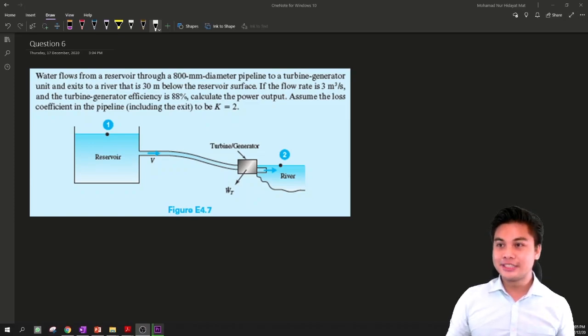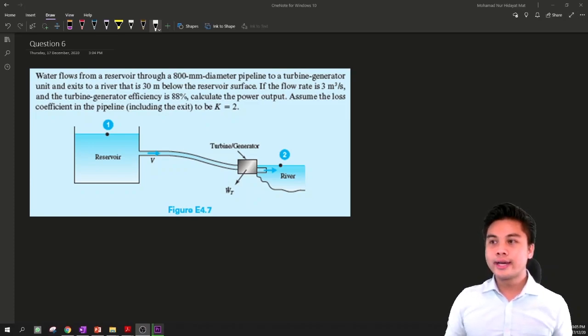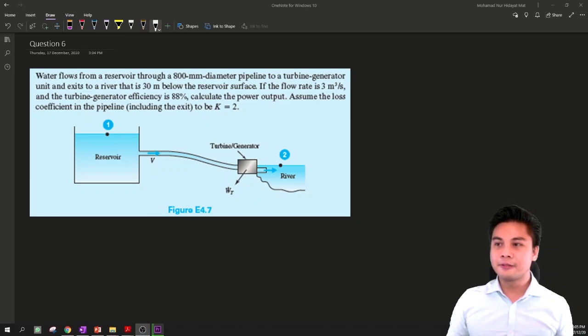Today we're going to solve this question. Water flows from a reservoir through an 800 millimeter diameter pipeline to a turbine generator unit and exits to a river that is 30 meters below the reservoir surface. If the flow rate is 3 meters cubed per second and the turbine generator efficiency is 88%, calculate the power output. Assume the loss coefficient in the pipeline, including the exit, is K equal to 2.